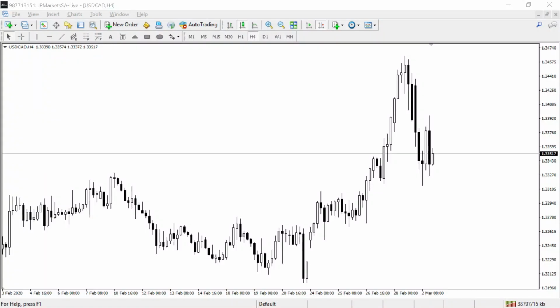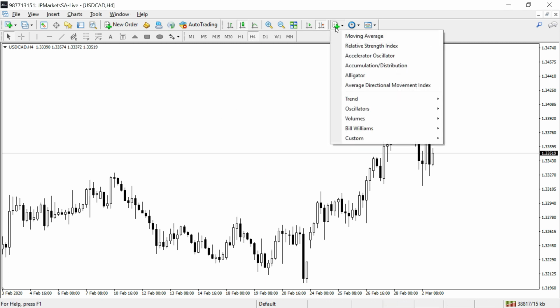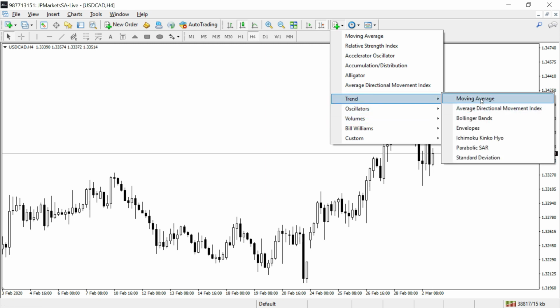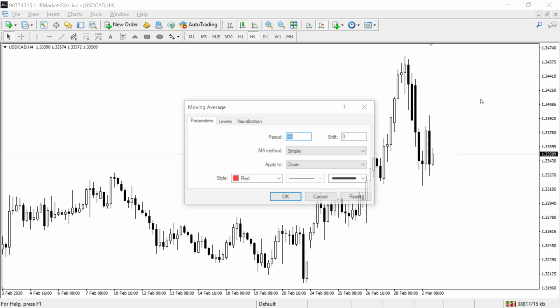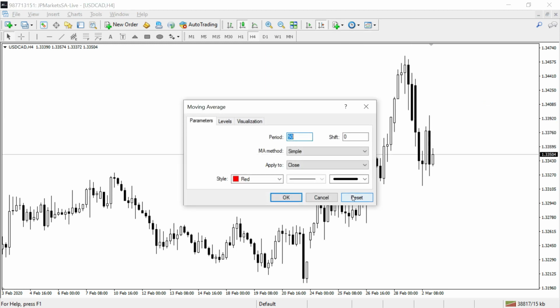Let's take this example. We're currently sitting on the USD CAD on the 4-hour time frame. If you click on this button here, it'll drop down and show you a list of all the available indicators you have on the MT4. If you go under trends, you'll find the moving average somewhere around that area. Click on moving average. If you press on reset, it will actually set it to the default settings.